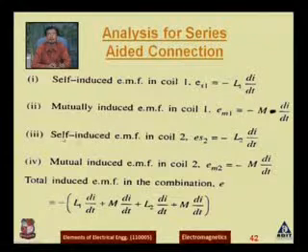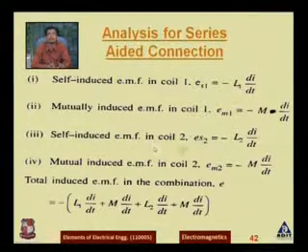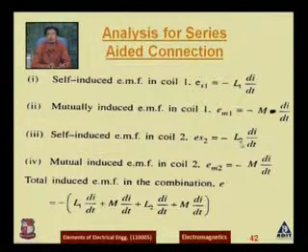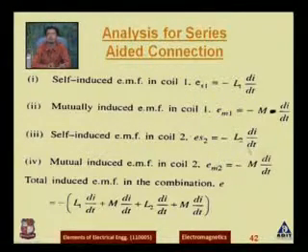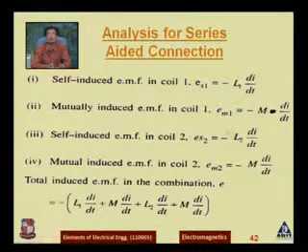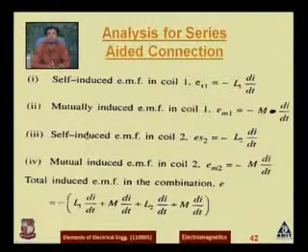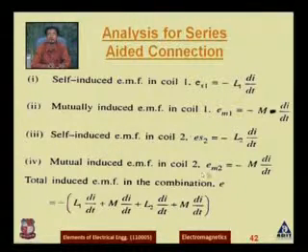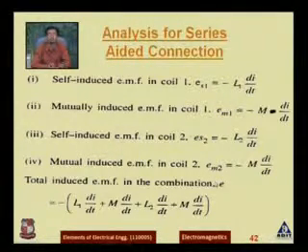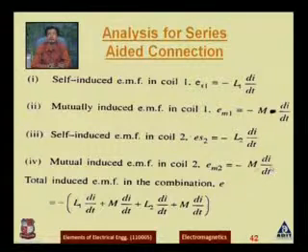Similarly, the self-induced EMF in coil 2 is equal to ES2. It will also be negative, that is minus L2 dI by dt, as the current is the same in both the coils. The mutual induced EMF in coil 2 is EM2 is equal to minus M dI by dt.